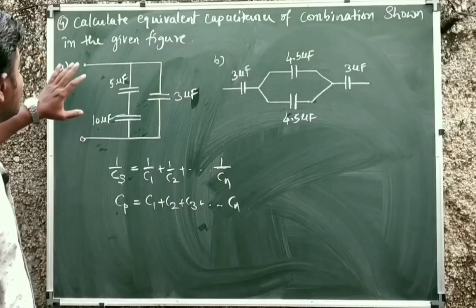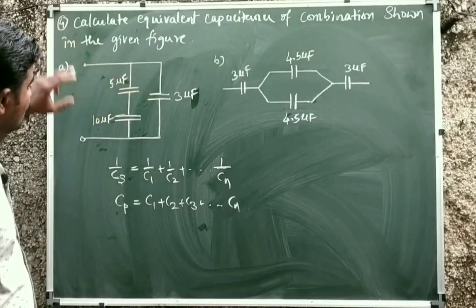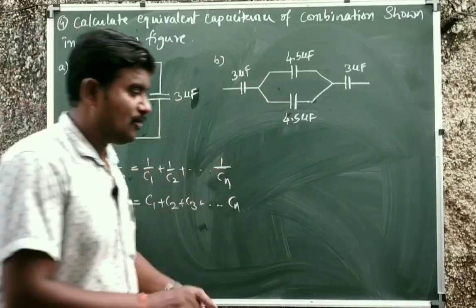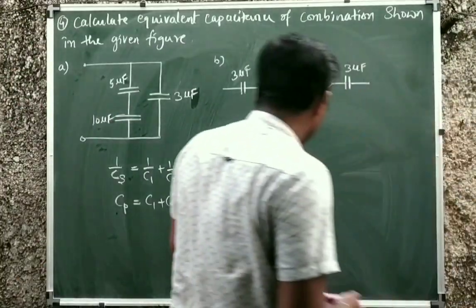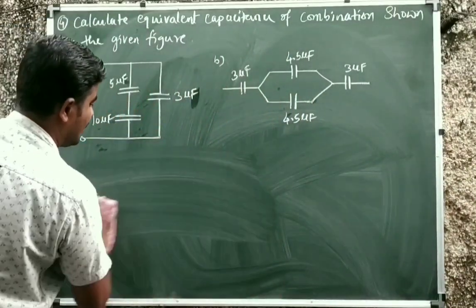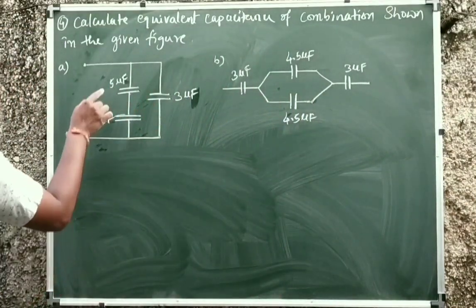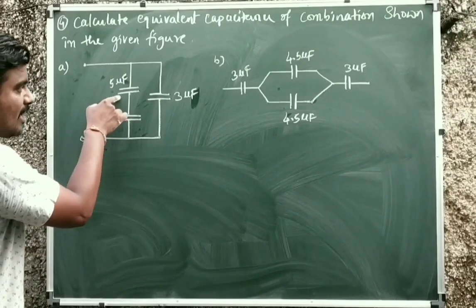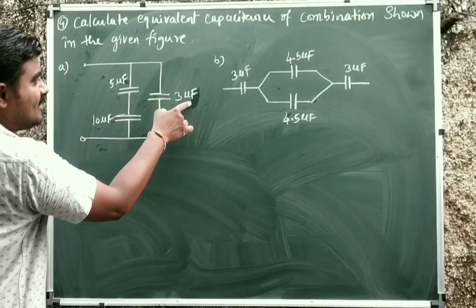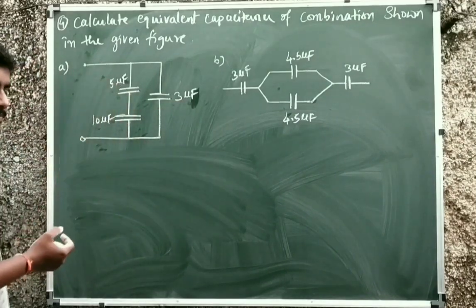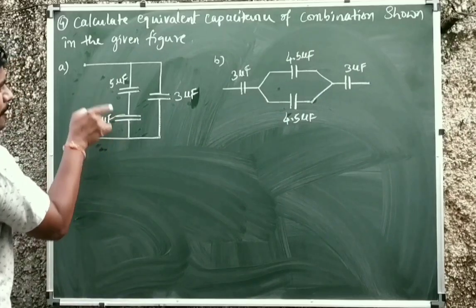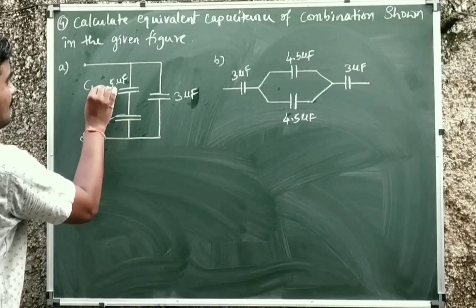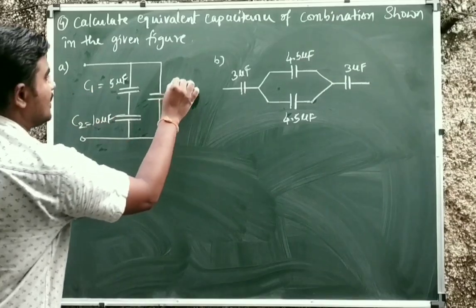See, this combination has both series as well as parallel combination, and even this combination also. And we shall apply series as well as parallel formula here. See here, this 5 microfarad and 10 microfarad, these two capacitors are in series. And this 3 microfarad capacitor is in parallel with these two capacitors, right? So first we shall apply the series formula for these two capacitors. Let us call them C1, C2 and C3.